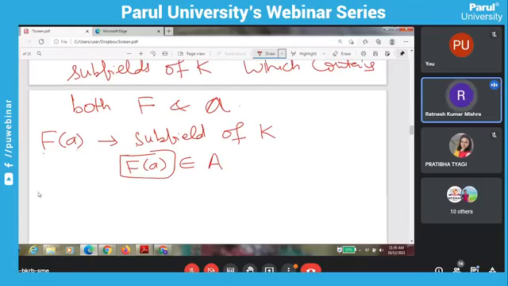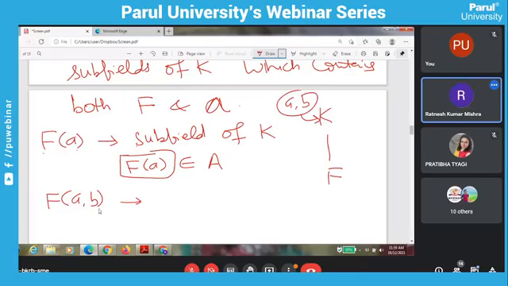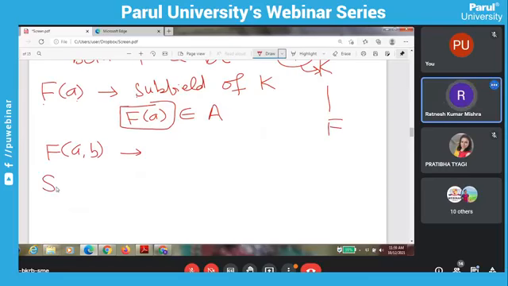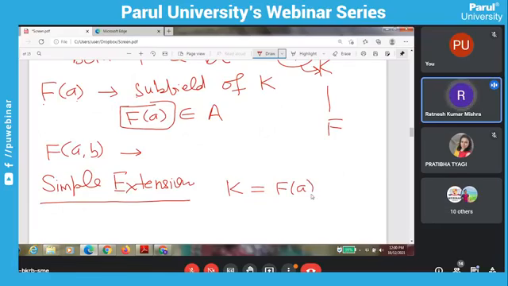Now we can generalize this to F(a, b). This is the smallest subfield of K, where K is an extension of F, and a and b are elements of K. So F(a, b) is the smallest subfield of K which contains F, a and b. Now you can generalize to a1, a2, a3, ..., an adjoined to F, that is F(a1, a2, ..., an). This is the smallest subfield of K which contains all a1, a2, ..., an adjoined with F. So therefore we can define simple extension. Simple extension means if K equals F adjoined with a, then K is called a simple extension.